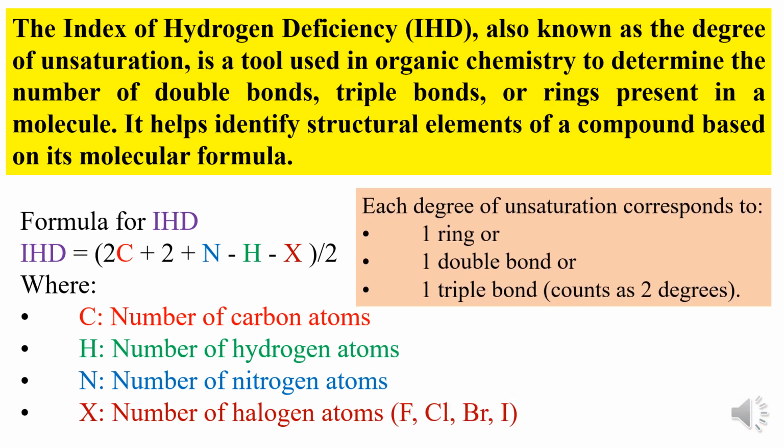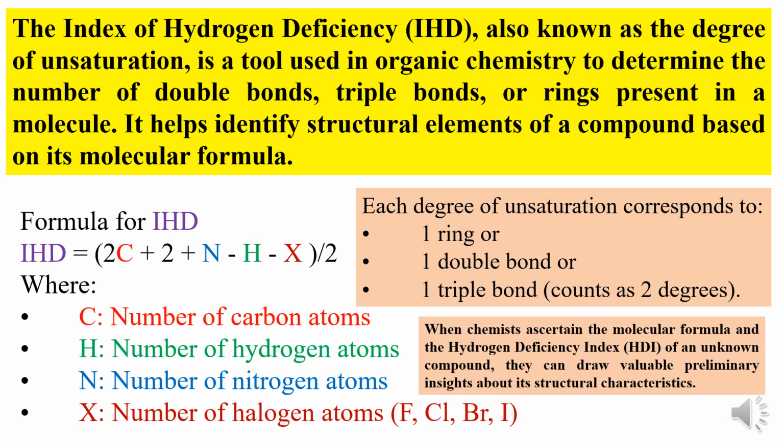So only the molecular formula will be given, or the structure. So each degree of unsaturation corresponds to either the presence of one ring in the structure, or one double bond in the structure, or one triple bond in the structure. Now in case of a triple bond, it is generally considered as 2 degrees of unsaturation, because a triple bond contains 2 pi bonds, and therefore a triple bond is considered as 2 degrees of unsaturation.